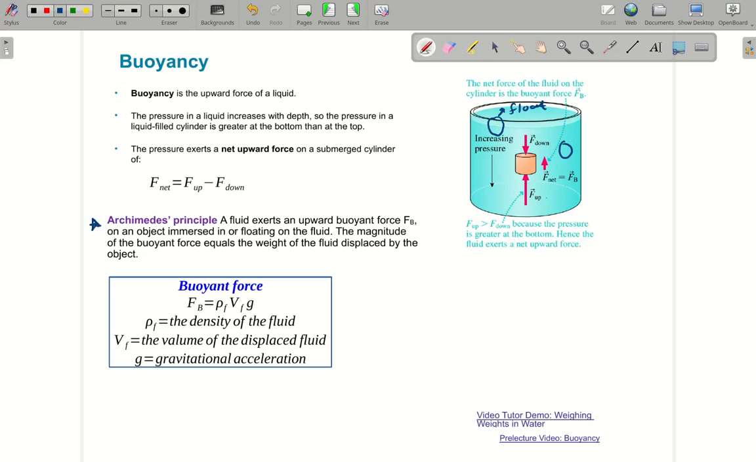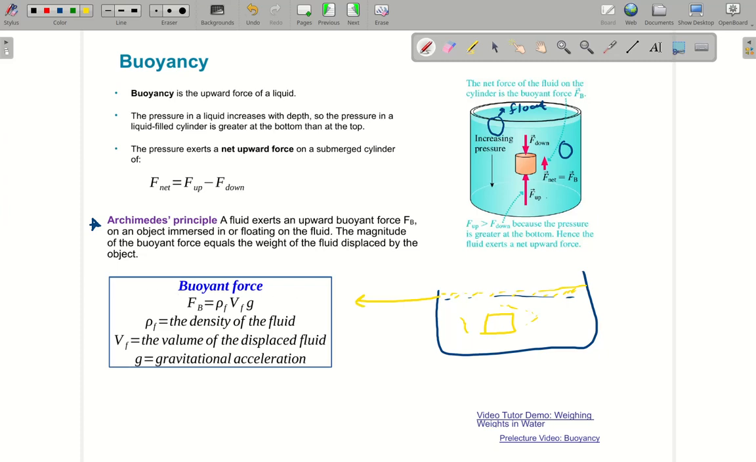Archimedes' principle tells us that a fluid exerts an upward force called buoyant force. And the magnitude of that buoyant force is equal to the weight of the fluid the object displaces. So when I put an object into a fluid, fluids are incompressible. So if I put an object of this size, it will push the fluid around itself, make itself a space here, and this fluid will be pushed up a little bit. So it displaces a fluid. And the weight of that displaced fluid is the buoyant force.